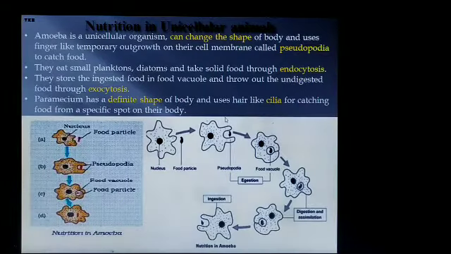Well, in the second we studied that nutrition in the unicellular animals is quite simple. Like an amoeba, it does with the help of pseudopodia that can change the shape of the body. They eat planktons, diatoms, and take them in by endocytosis, and leave the waste product by exocytosis. And paramecium, they can have a definite shape. They use cilia. This is the entire area picture. You can pause and watch.